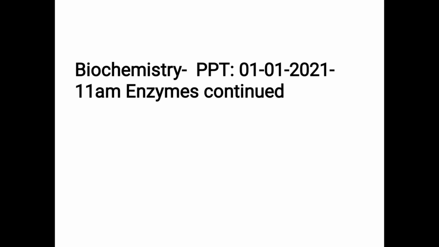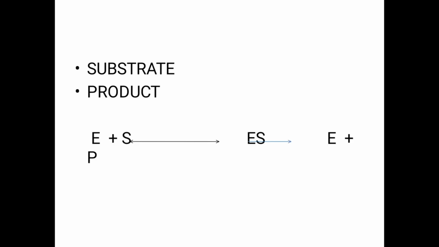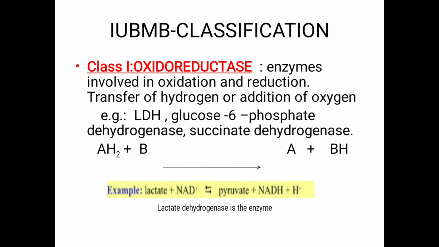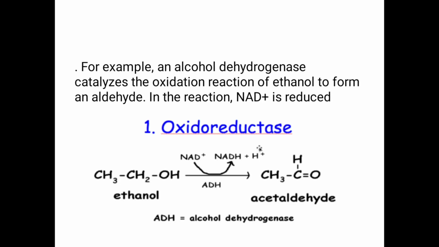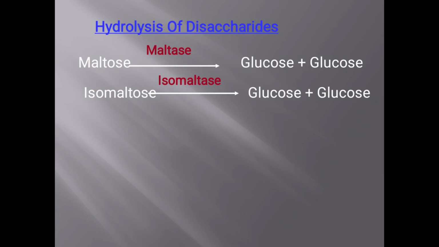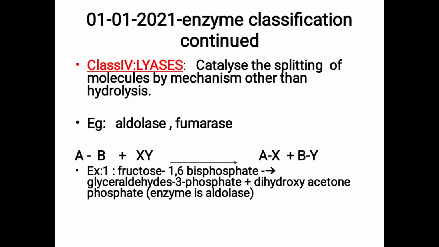So we have already started the enzyme chapter. We are in classification of enzymes. You know that enzymes are biocatalysts. I skipped a few slides because it's already over. So the classes of enzymes are oxidoreductases, transferases, and hydrolases. These are the hydrolases, with examples.